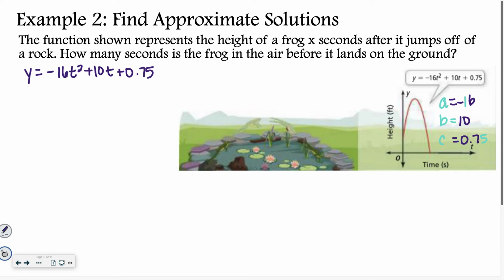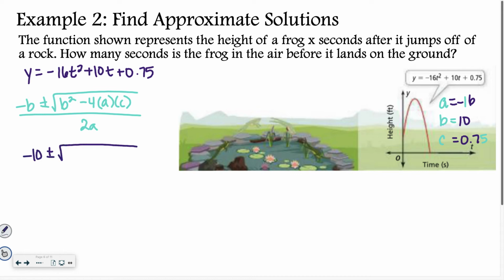All right, so I'm going to do the same thing as I've been doing. I'm going to say negative b plus or minus the square root of b squared minus 4 times a times c, all divided by 2 times a. So negative b is going to be negative 10 plus or minus the square root of 10 squared minus 4 times negative 16 times 0.75, all divided by 2 times negative 16.